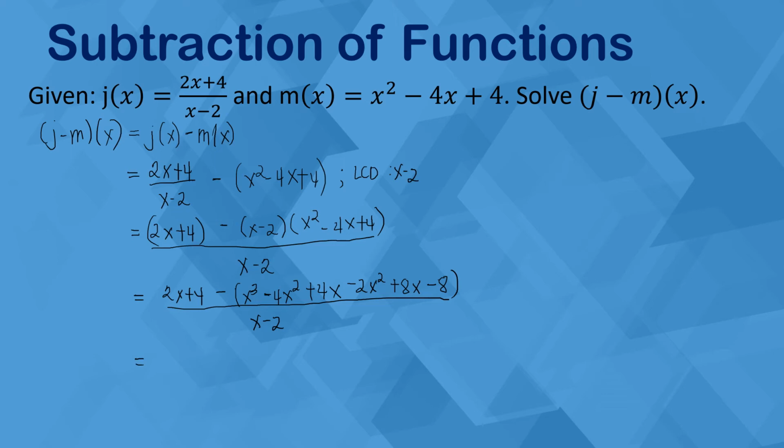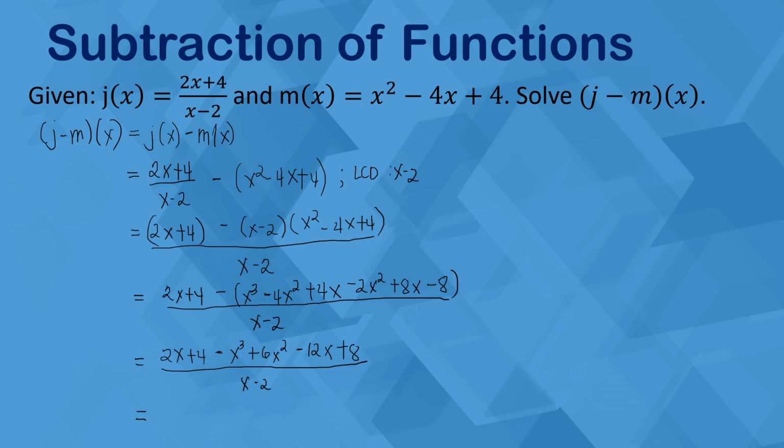Okay, then we simplify or distribute the operation. We have here 2x plus 4 minus x cubed. We have here negative 4x squared minus 2x squared is negative 6x squared, so plus 6x squared. Then 4x plus 8x is 12x, times negative, that's negative 12x. And negative 8 times negative is positive 8, over x minus 2.